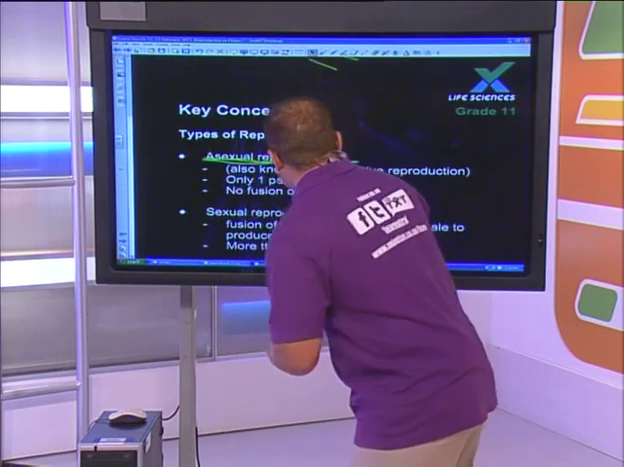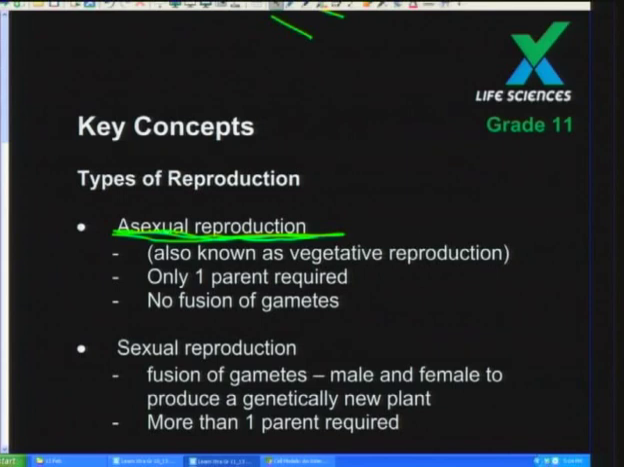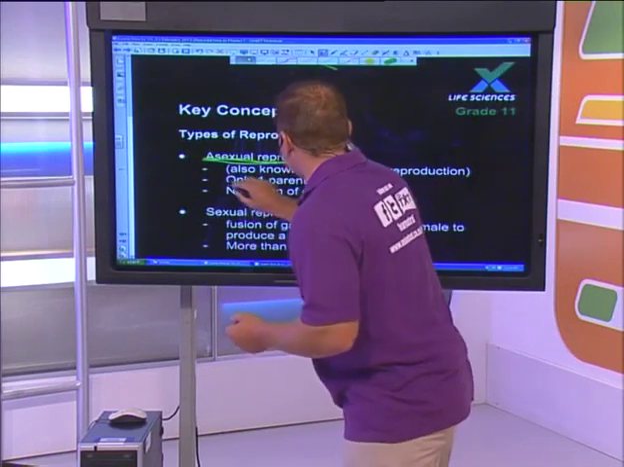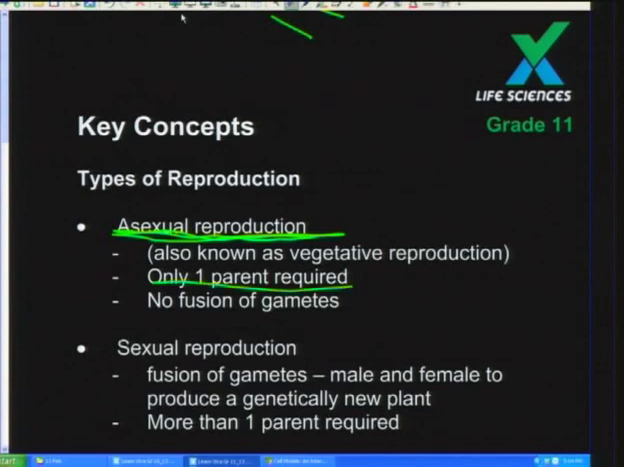Okay? And then, the nice thing is you only need one person or one part of that animal or plant that's going to do this reproduction, okay? And the last thing is there's no fusion. It doesn't matter where the other person is.